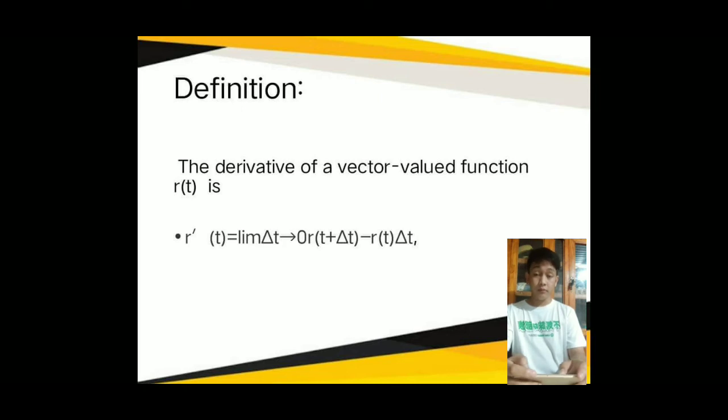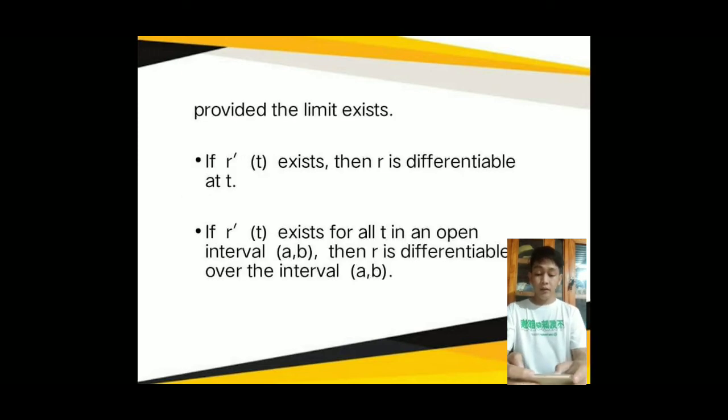Now, the definition of derivatives of vector functions. The derivative of a vector-valued function r(t) is r prime of t equals the limit as delta t approaches 0 of r(t plus delta t) minus r(t), all over delta t, provided the limit exists. If r prime of t exists, then r is differentiable at t. If r prime of t exists for all t in an open interval (a, b), then r is differentiable over the interval (a, b).